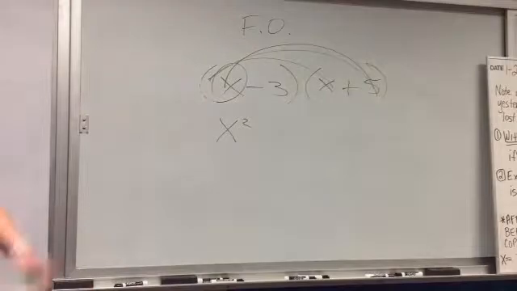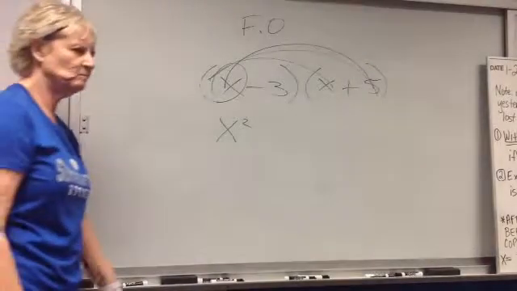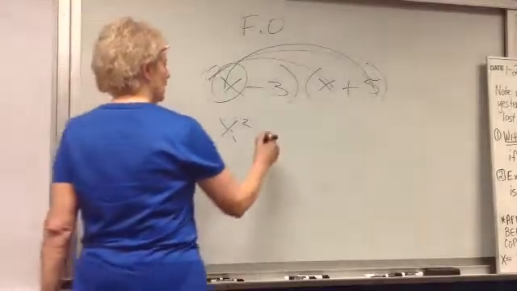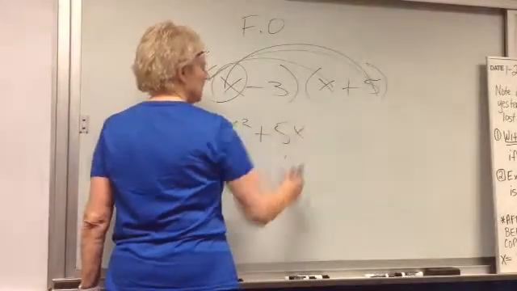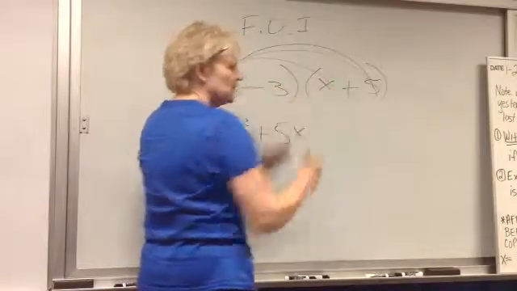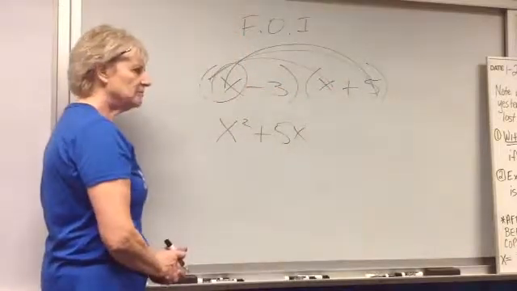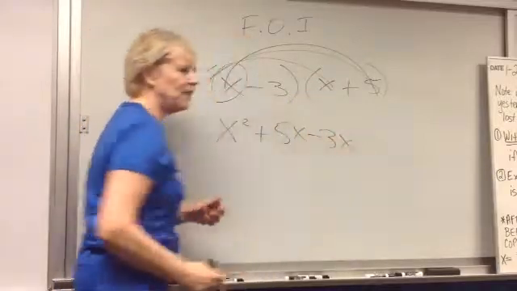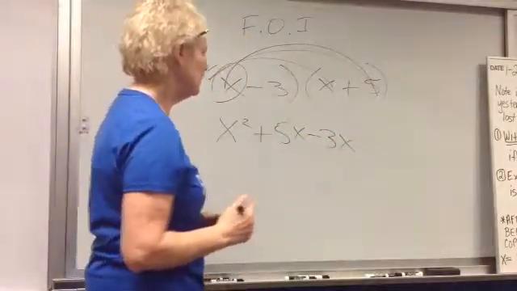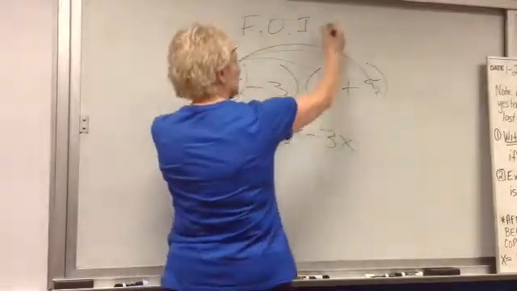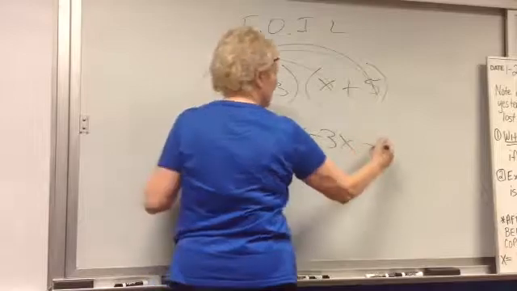What's the answer? Emma, you were spaced out. 5x plus 5x. Then you take the inner term times the inner term. Minus 3x. And what's the final term? The last term. Negative 15.